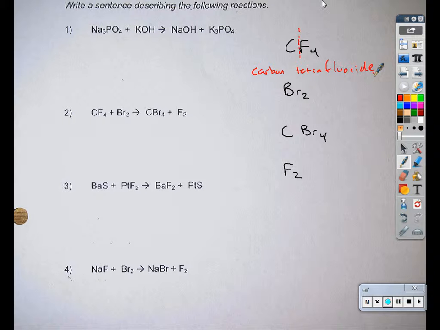Now we move on to Br2. There's only 1 capital letter here. There's nothing to split. There is just one thing. Br is bromine. We do nothing with that 2. When you have 1 capital letter, it's an element. And when you have an element, subscripts don't matter. That 2 is there because bromine is one of the 7 diatomic elements.